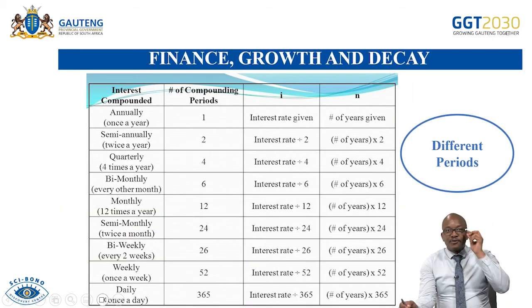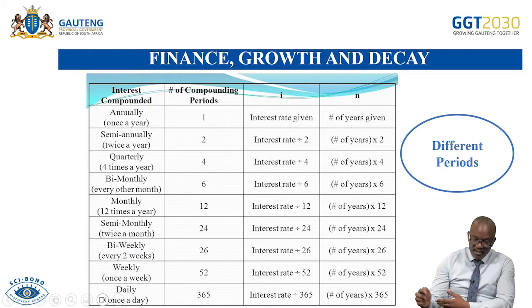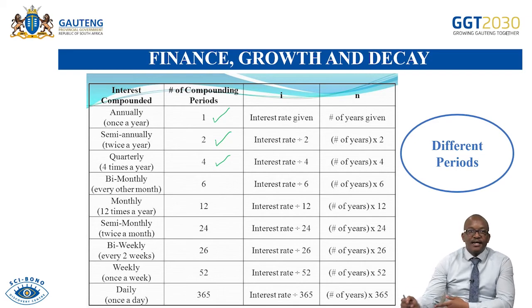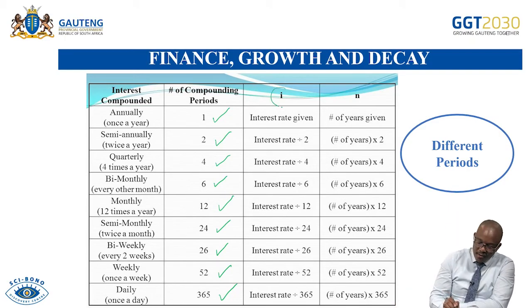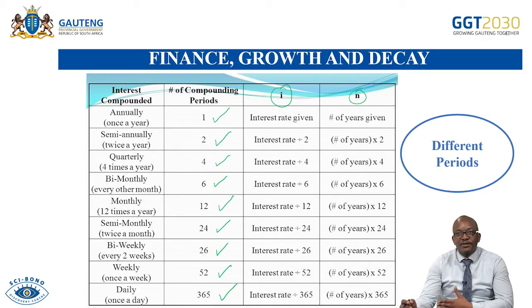Moving forward, we still remind ourselves about this table of the interest compounded. We know that when it's 1, it means interest is charged once, and the second one is 2, which means semi-annually, bi-annually, half-yearly. Then we have 4, which represents quarterly, interest charged 4 times a year. We also have bi-monthly, monthly, semi-monthly, bi-weekly, weekly, and daily. Remember, this affects our interest I and also affects the number of years. Where we see I, we divide it by the number of periods, and where we see n, we also multiply it by the number of periods.